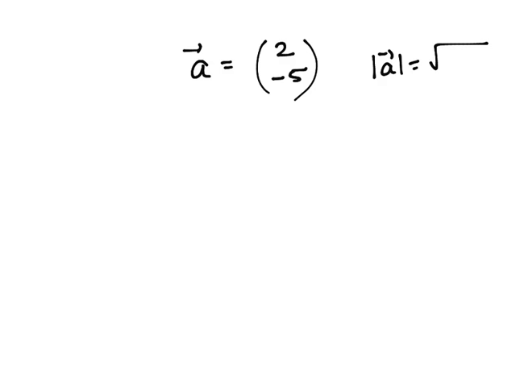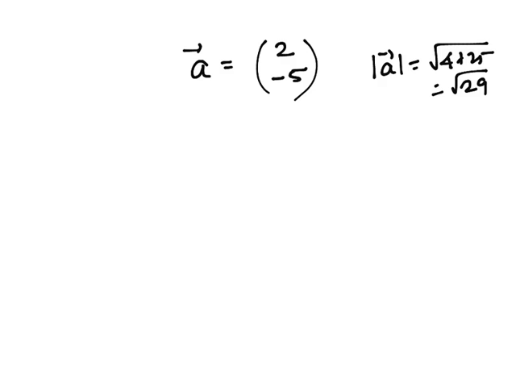Okay, now let us consider this vector, students. Suppose vector A is (2, -5). Suppose they ask you to find a unit vector in the direction of A. The magnitude of A is square root of 4 plus 25, which is square root of 29. So the magnitude of this vector A is square root of 29.